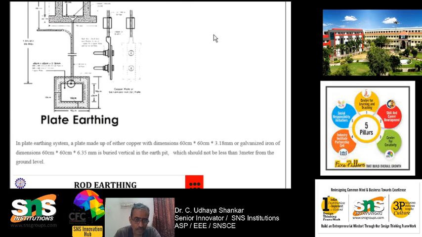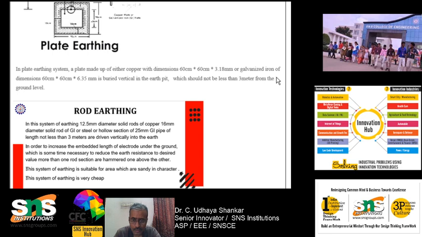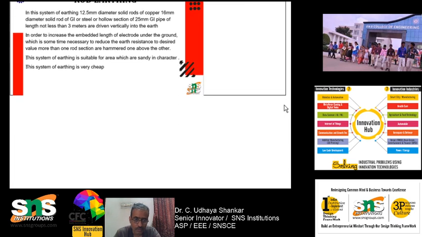So this is the diagram for plate earthing. In the plate earthing system, the plate is made of copper with dimensions of 60 centimeters, or galvanized iron, and is buried in a vertical pit, which should be not less than 3 meters from the ground level, which is very important.